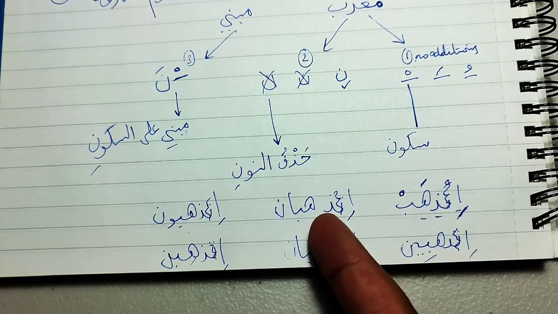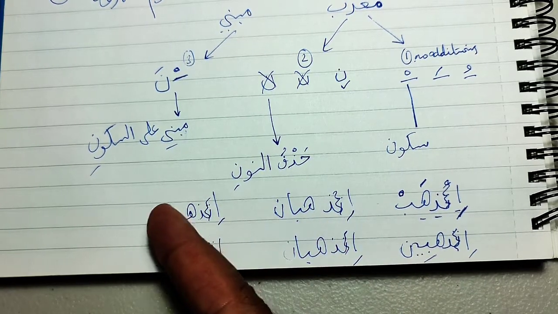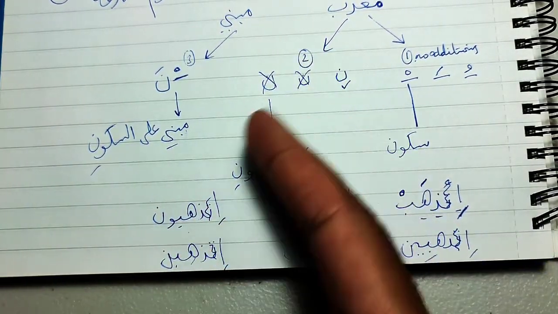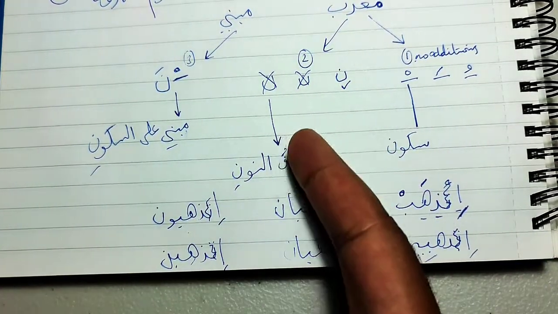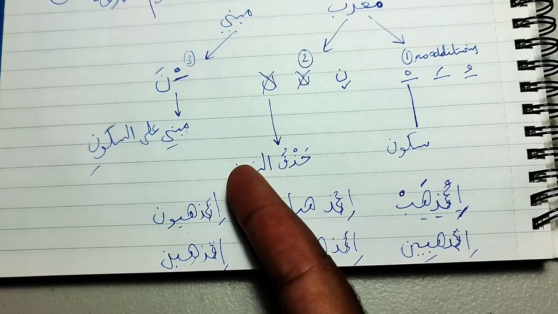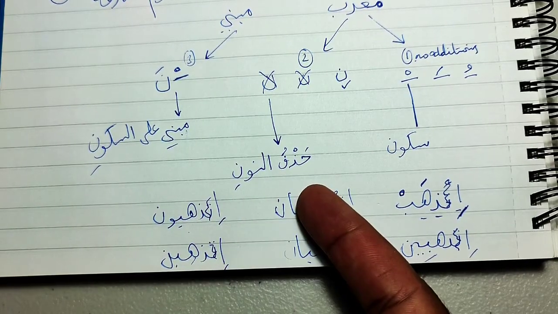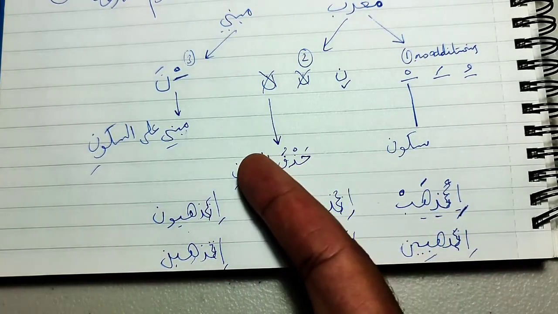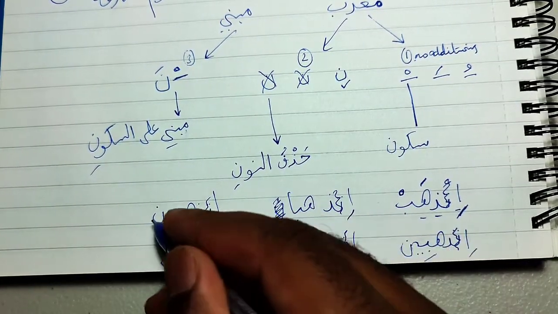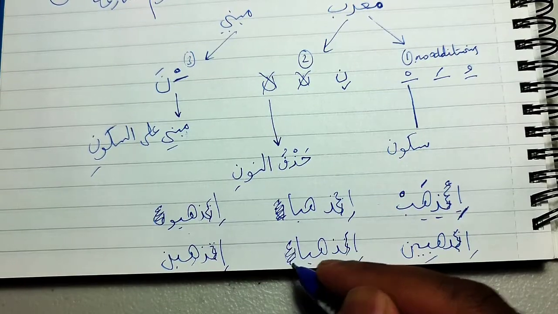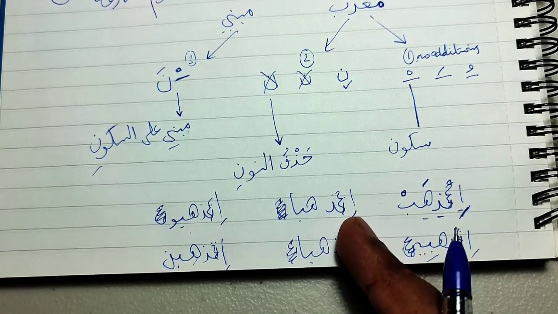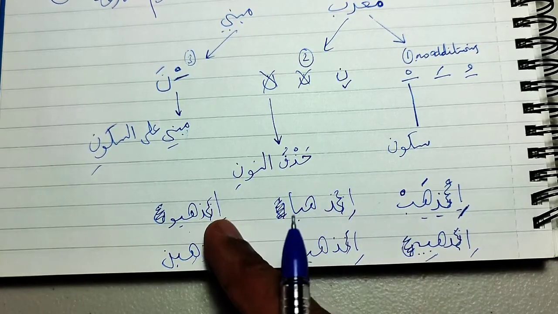طيب. This one, this one, this one, and this one all fall into this category of Af'alul Khamsa, right? With Af'alul Khamsa, how are they Majzoom? They're Majzoom by omission, Hadfun Noon. So if they're Majzoom in the Mudari' by omission of the Noon, in the Amr it's going to be Mabni on omission of the Noon. The Amr is going to be made Mabni by omitting the Noon. So we end up with Idhhaba, Idhhabu.